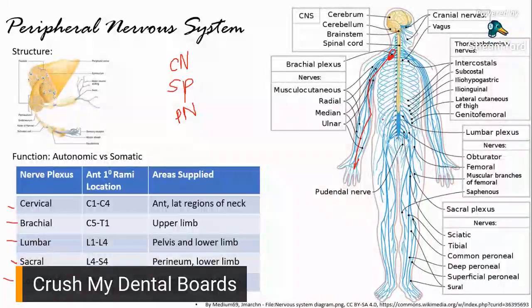Now the lumbar, so lumbar is right here. It's responsible for your pelvis and your lower limb. And then sacral would be somewhere here. And then, of course, coccygeal would be the end of it.